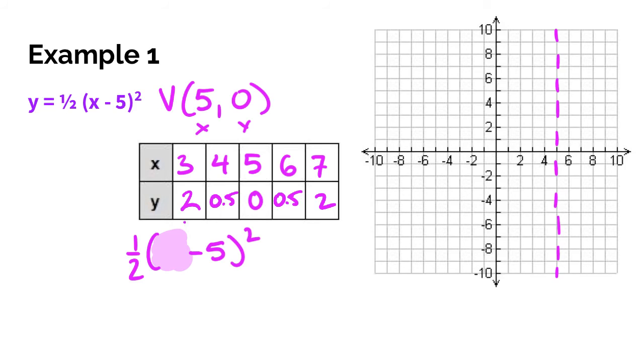So again, compare this to that pattern I had originally, 4, 1, 0, 1, 4. Notice all these are cut in half, and that is because my a value in this case is the 1/2. So plotting these points, I would have 3, 2, 4, 1/2, 5, 0, 6, 1/2, and then 7, 2. And again, it's going to make my parabola, and compare this to the very beginning. This parabola is going to be a little bit wider. So that 1/2 is going to shrink it down a little bit instead of stretching it out.